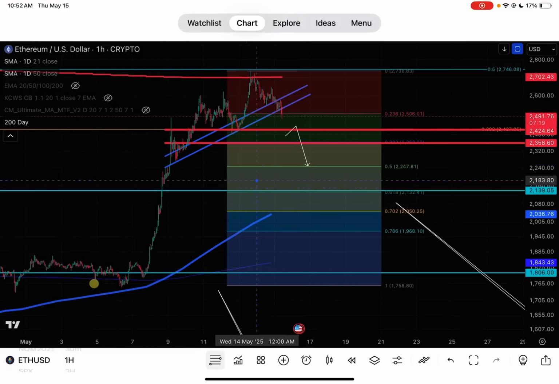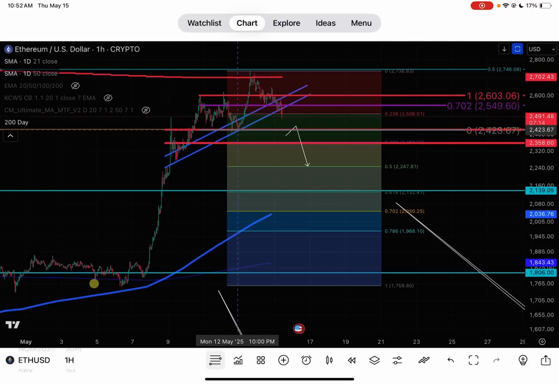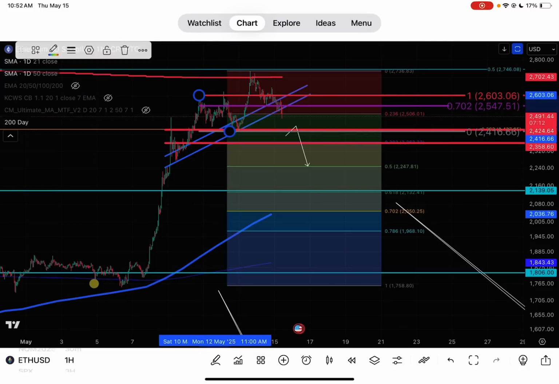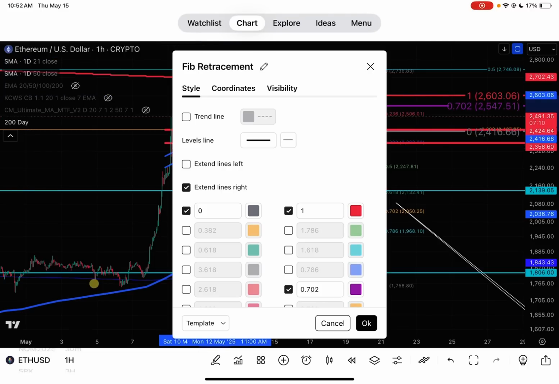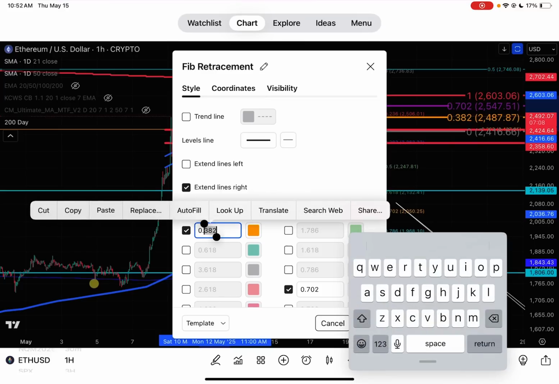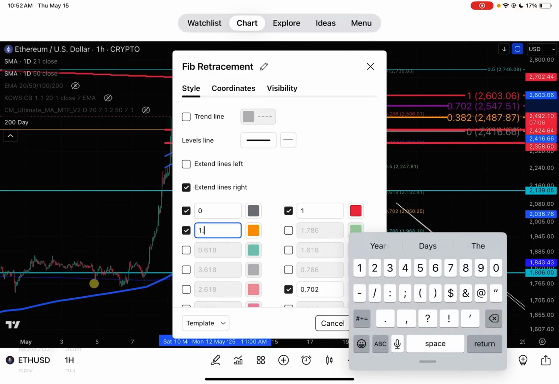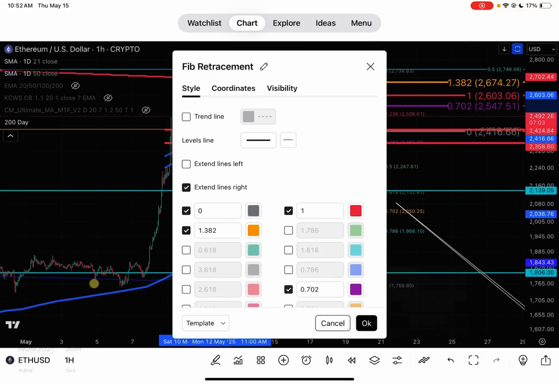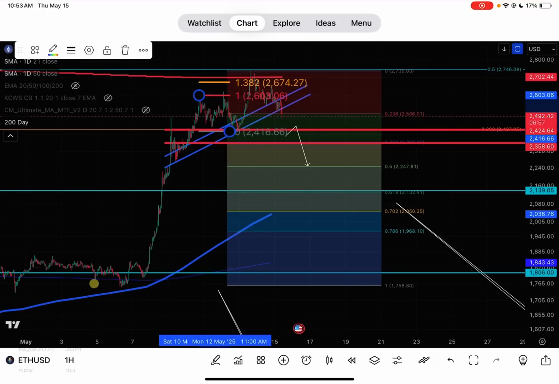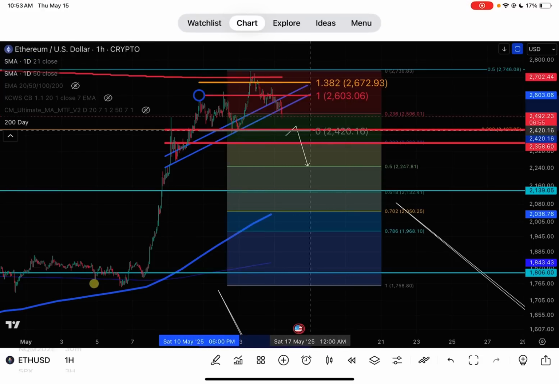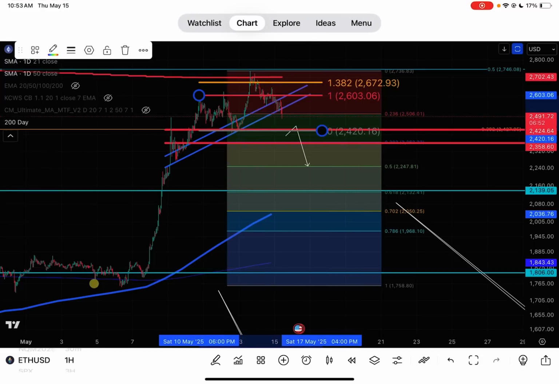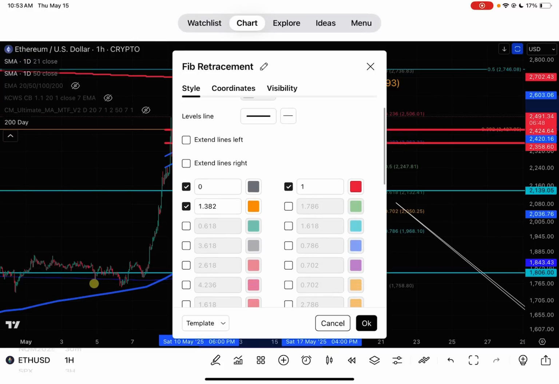Now, if we take a fib from this swing high back on May 10th down to this low on May 12th, we do see that we haven't been able to get above the 1.382 extension. Like I say in my previous videos, in order to find out if the move higher above the current swing high is a fake out or a real push to the upside, you'd want to take a look at the 1.236 and 1.382 extension.